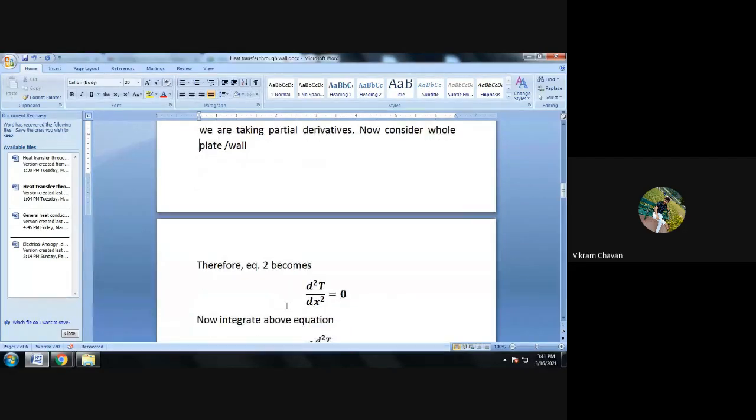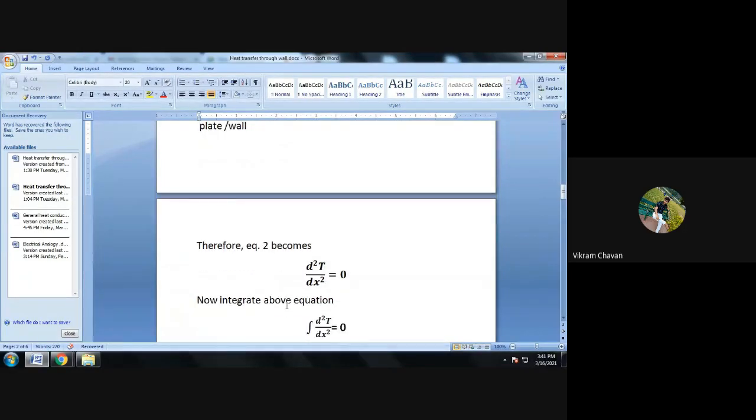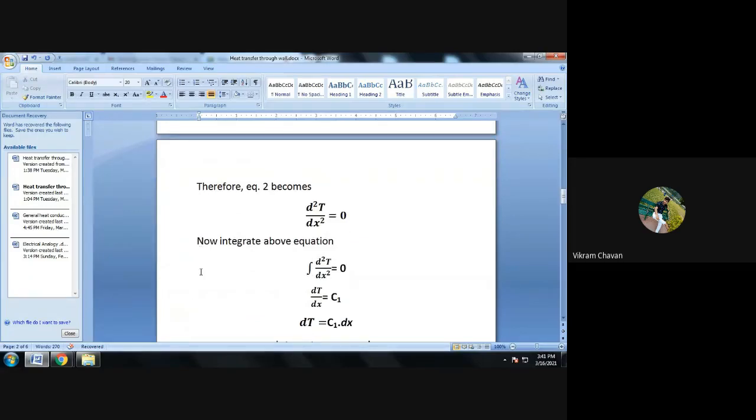Therefore, equation 2 becomes d2t divided by dx square. Okay, partial derivative converted into a complete derivative as d2t divided by dx square equal to 0. Now we have to remove the differentiation sign and find the temperature distribution equation. For that reason we are taking the integration.